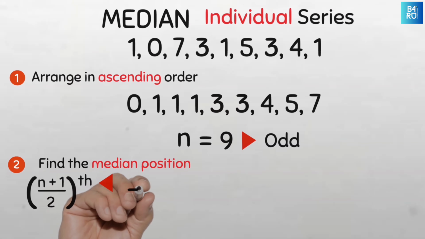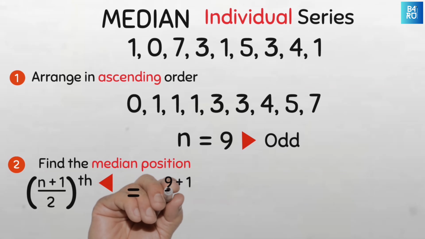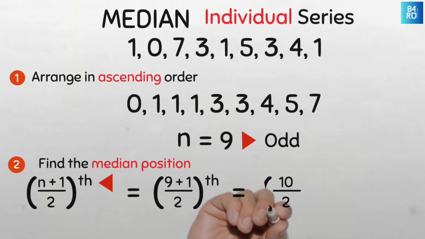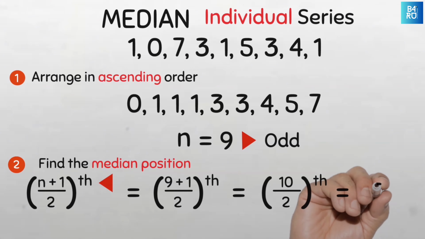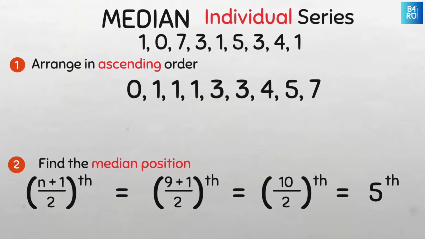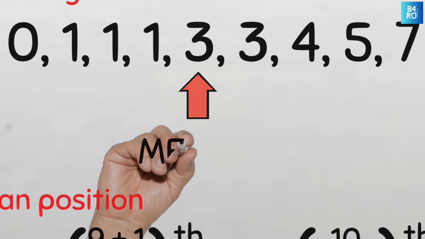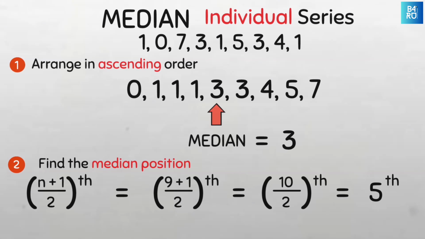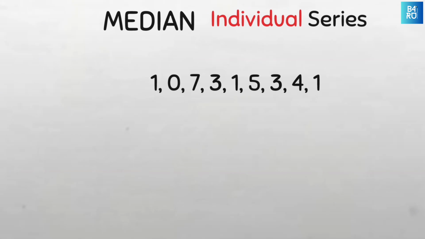So the median position will be n, which is 9, plus 1, all divided by 2. That's 10 divided by 2, which will give us 5. So our median is going to be on the 5th position. Awesome. So let's count: 1, 2, 3, 4, 5. And the value of our median is 3. Easy peasy.